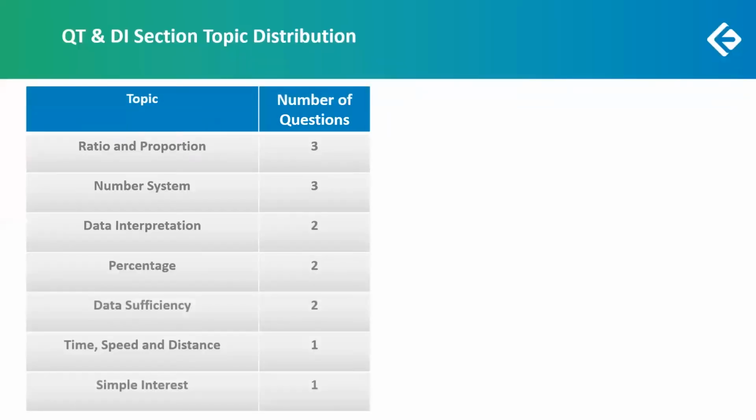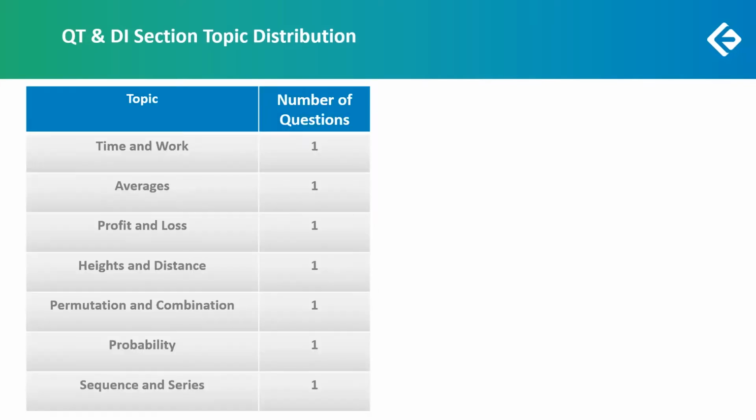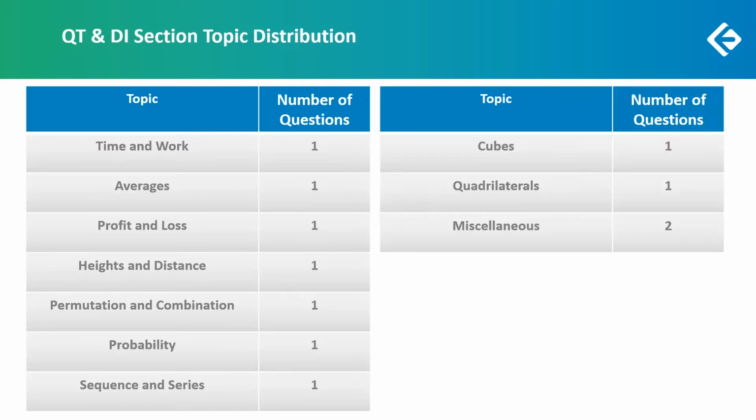So in this section, there were 3 questions on ratio and proportion, 3 questions on number system, 2 questions on data interpretation, 2 questions on percentage, and 2 questions on data sufficiency. Then we had 1 question on time, speed, and distance, 1 question on simple interest, and 1 question each on time and work, averages, profit and loss, heights and distance, permutation and combination, probability, sequence and series, cubes, and quadrilaterals. And finally, we had 2 miscellaneous questions.